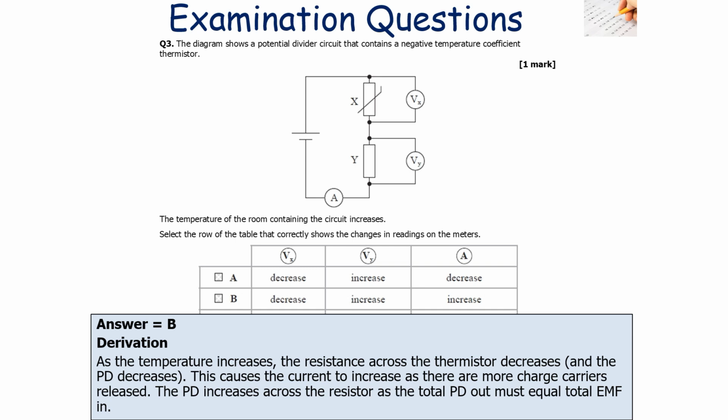Secondly, the potential difference increases across the resistor, because the total PD in equals the total EMF, so the total PD out equals the total EMF in. If our thermistor has a smaller resistance, it's going to be taking a smaller PD, so therefore the PD across the resistor is going to have to increase to compensate for that. So our answer is B.